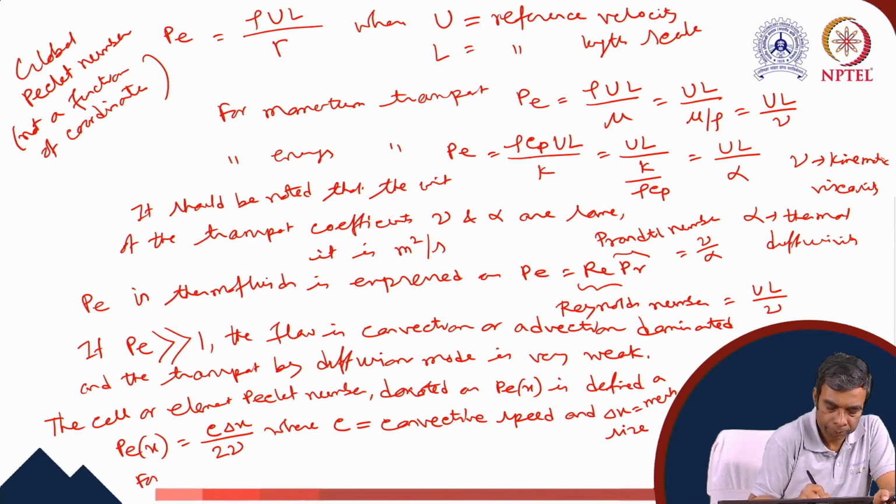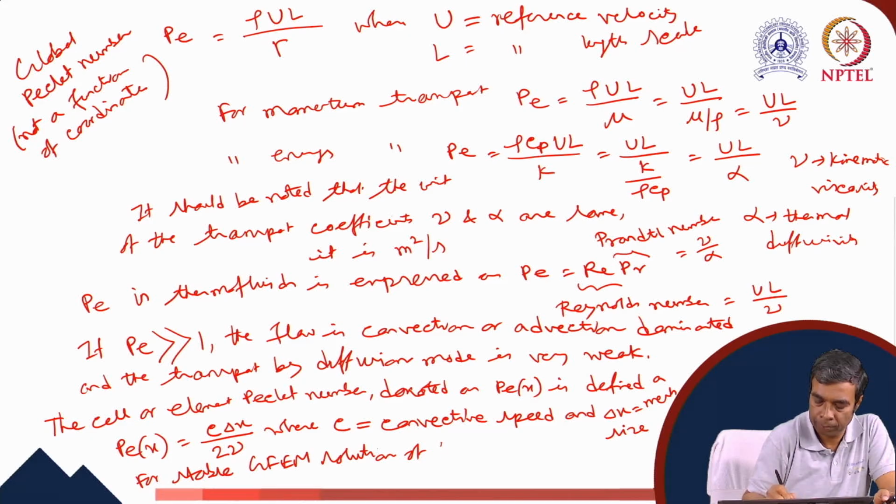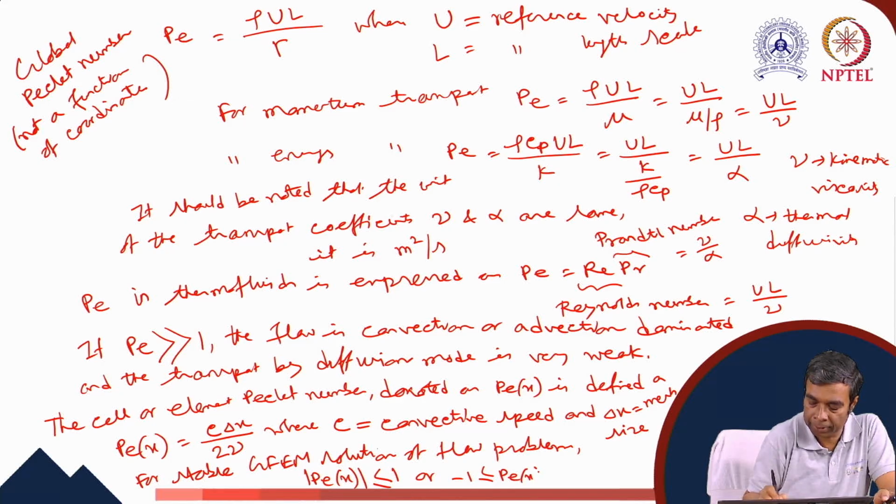For stable GFEM solutions of flow problems under the convection diffusion regimes, the absolute value of cell Peclet number must be less than or equal to 1, or minus 1 less than or equal to Pex less than or equal to 1.